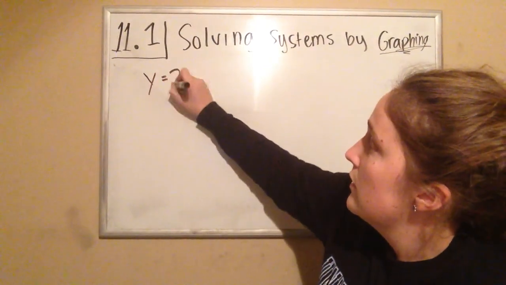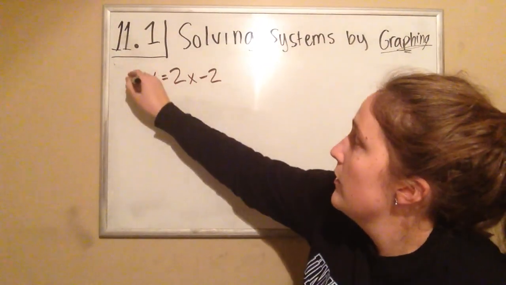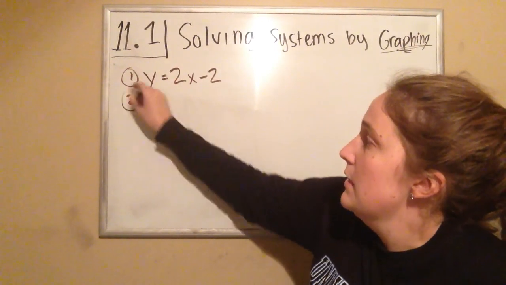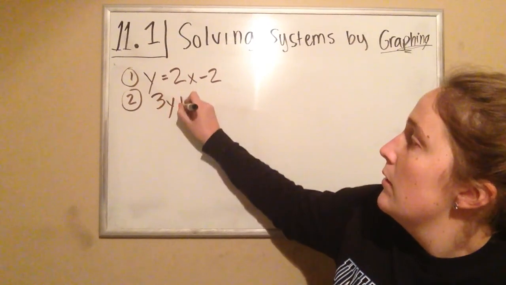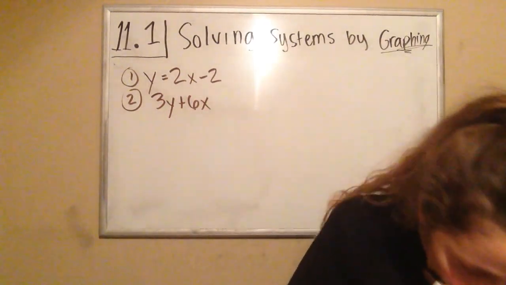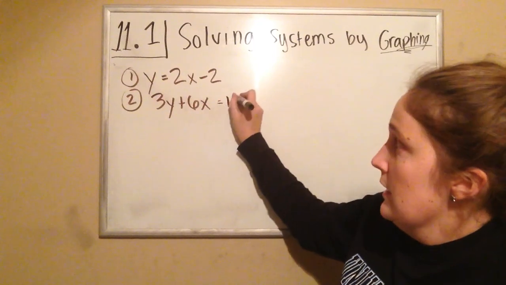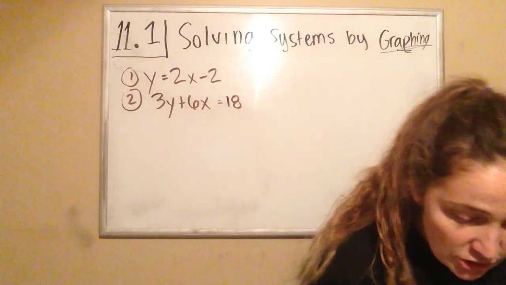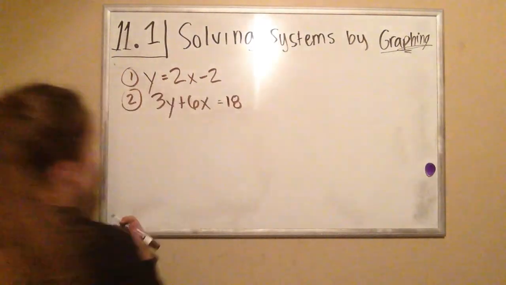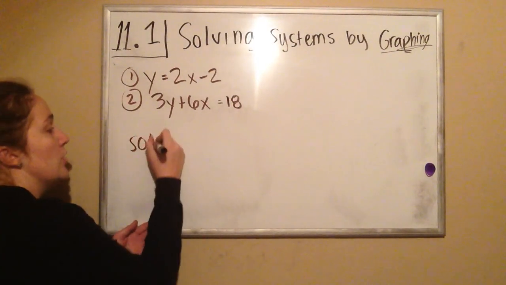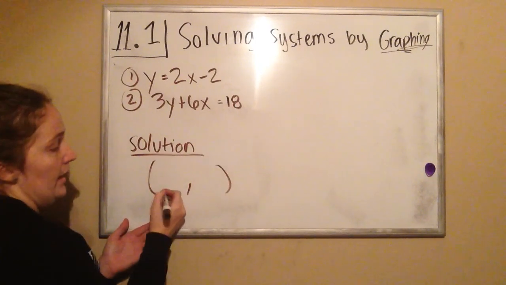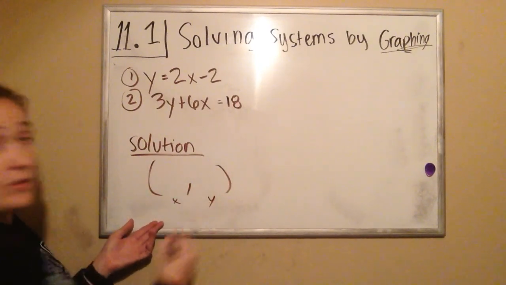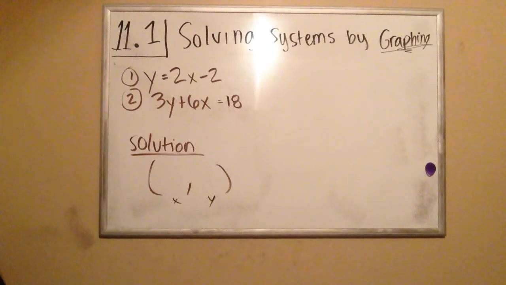Y is equal to 2x minus 2. That's your first equation. Remember, we need at least 2 to be a system. So our second equation is 3y plus 6x is equal to 18. Okay? And the question is asking you, what is the solution of this system? Solution. So that means that your answer should look like an x, y coordinate pair. Okay. If you want to pause the video now and try it out, go ahead.